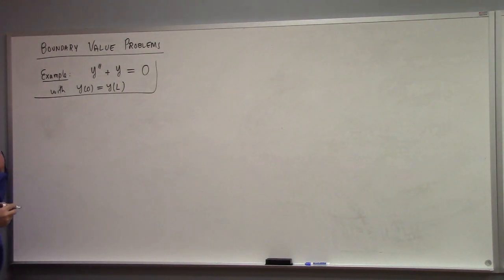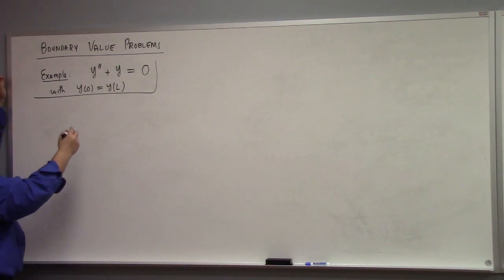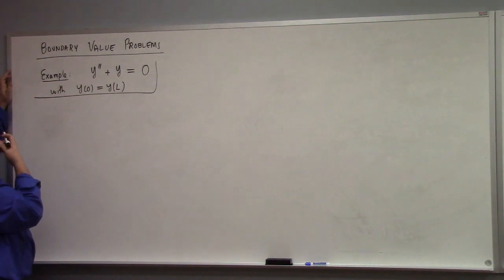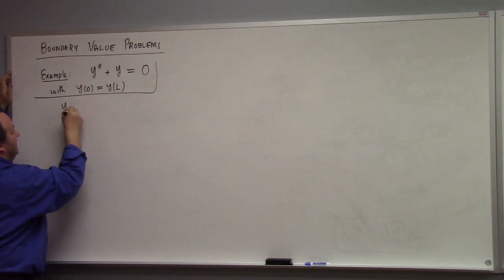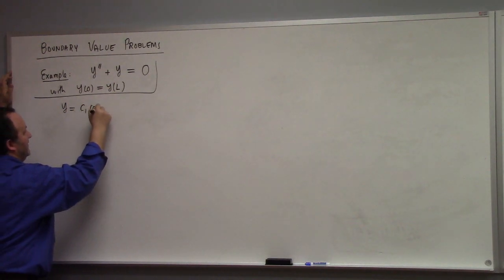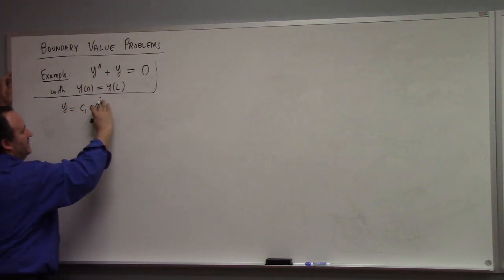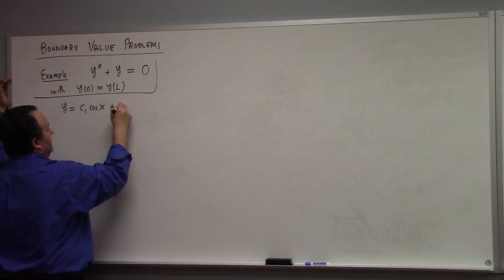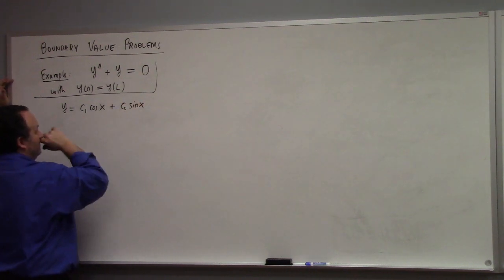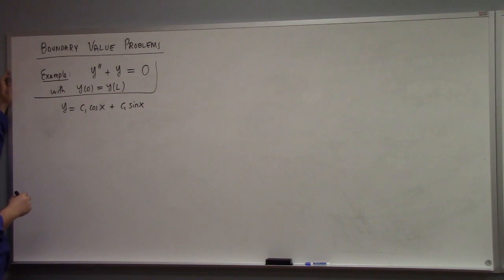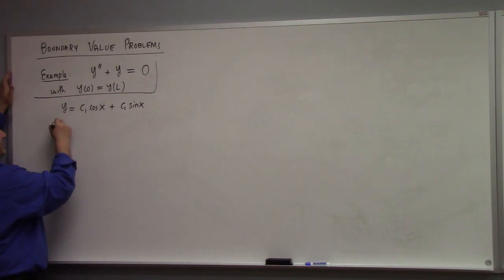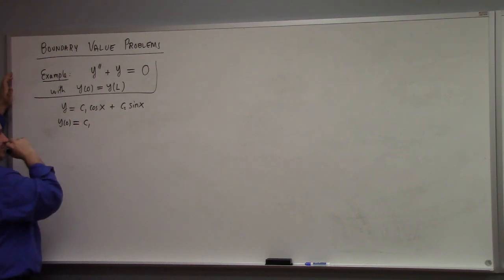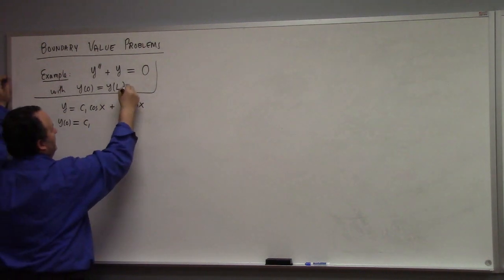So how do you solve this? Characteristic equation, pretty much. Differential equations tells us that the solution y has the form C1 cosine x plus C2 sine x. You could use x or t; I used prime prime, so who knows. And then y(0) is C1, and I want this to be equal to 0.